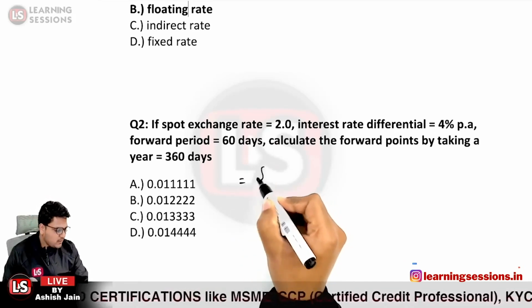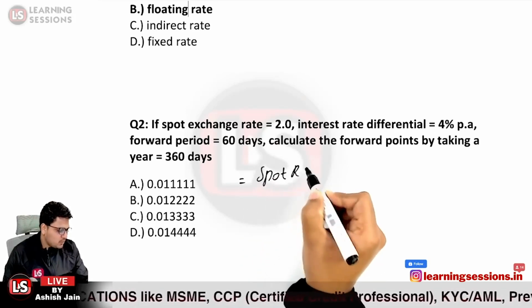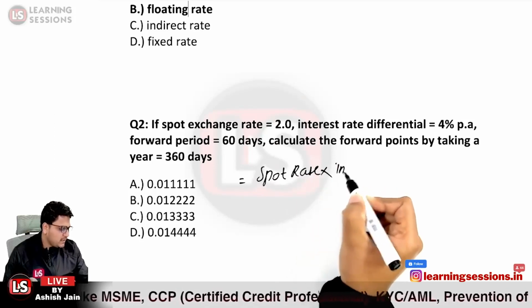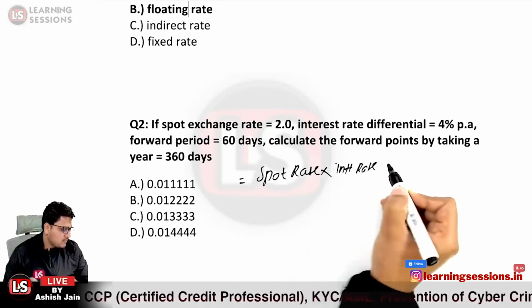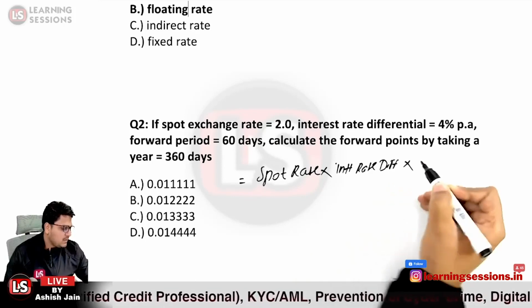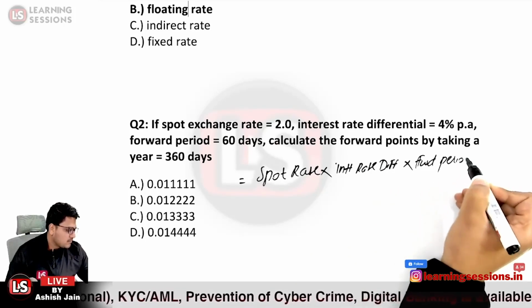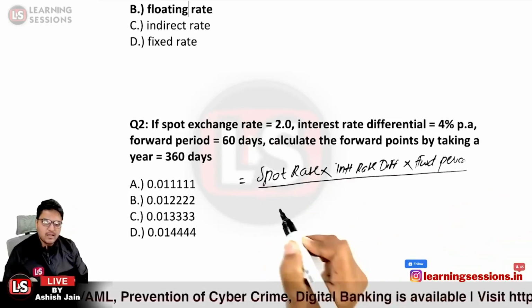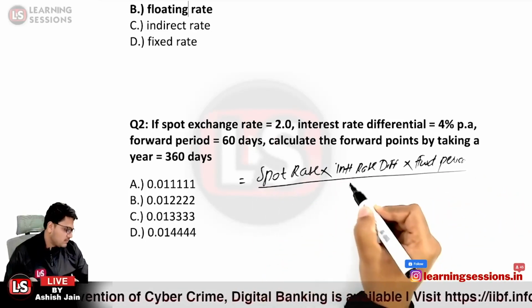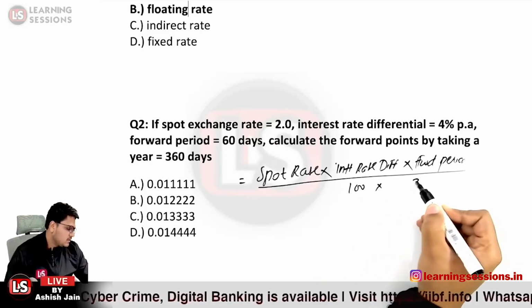So what is the formula related to it? Let me just remind you again. It is the spot rate multiplied by the interest rate differential multiplied by the forward period and divided by 100 and the number of days in the year.